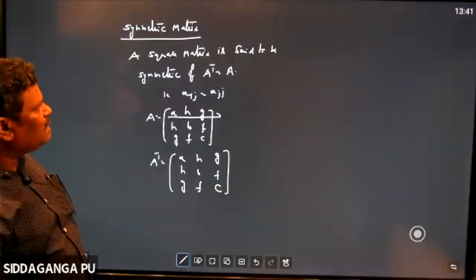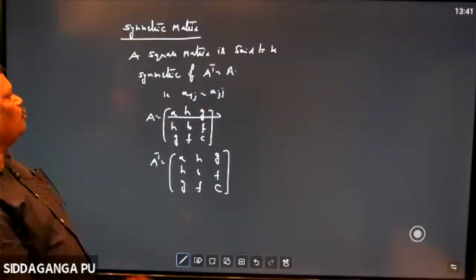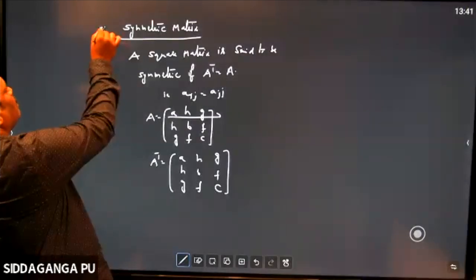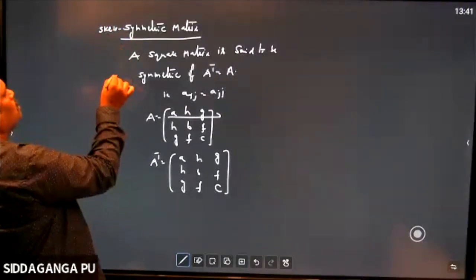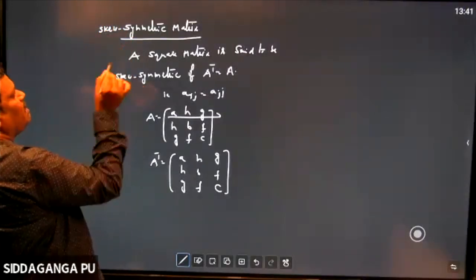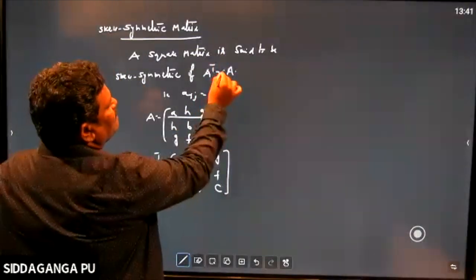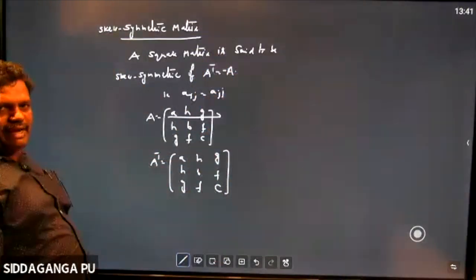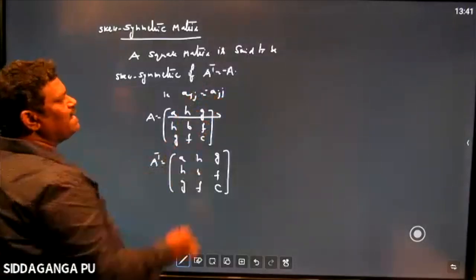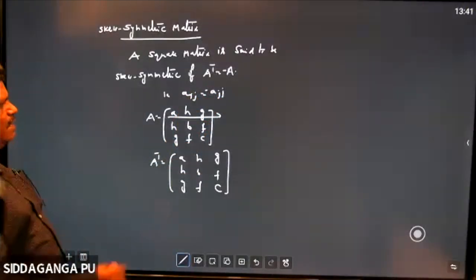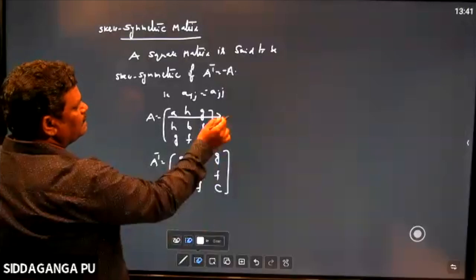Now another definition. A square matrix is said to be a skew symmetric matrix if A transpose is equal to minus A. Here the elements also satisfy Aij is equal to minus Aji.